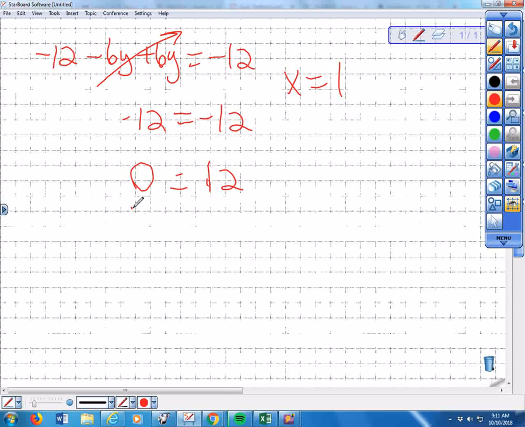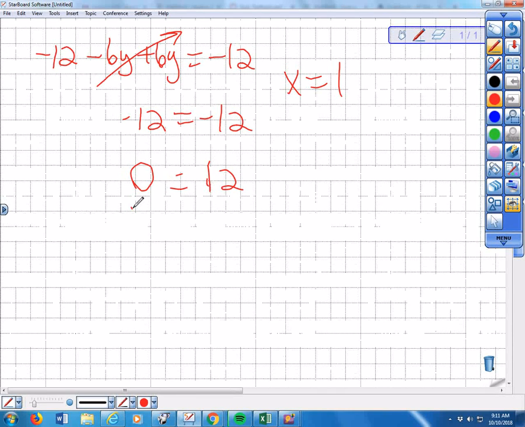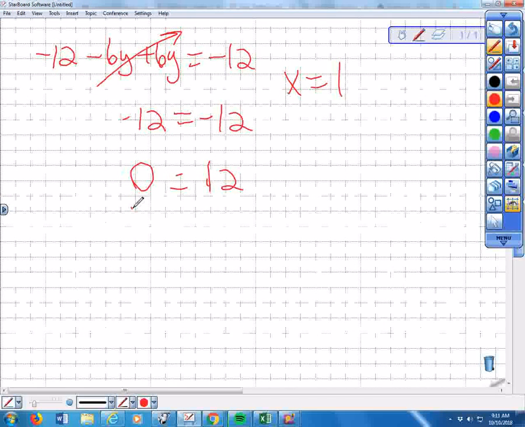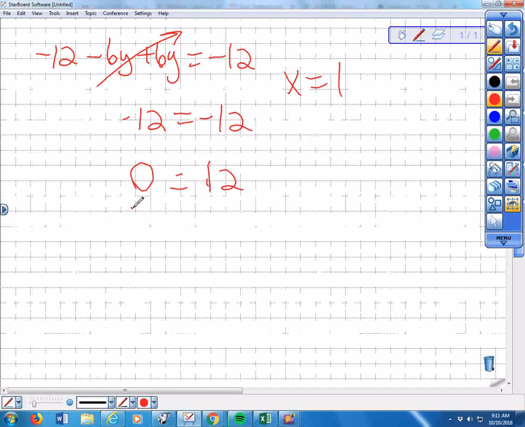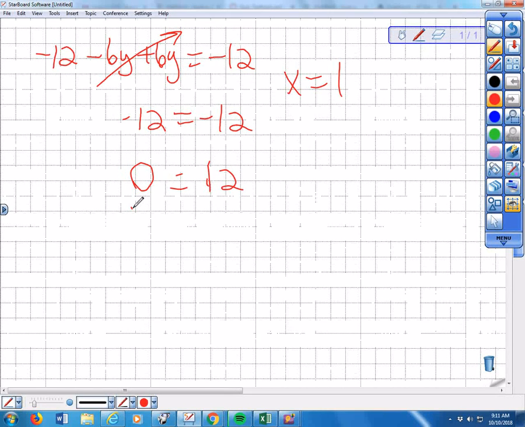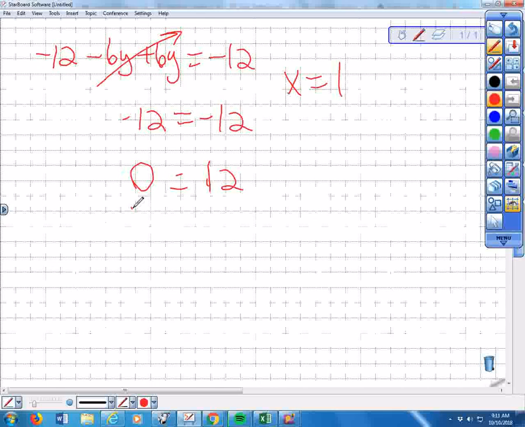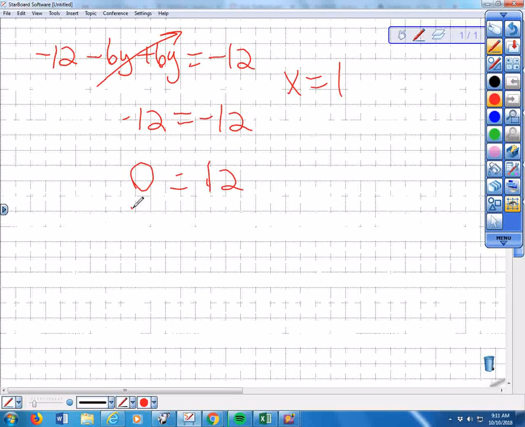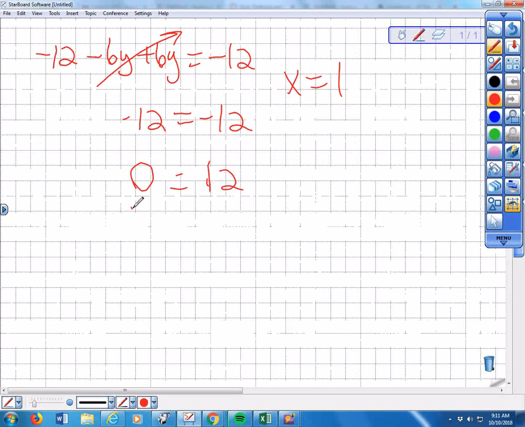Okay? If I end up getting a single point, that means those two lines intersect at a single point. They aren't parallel, they aren't the same line. They have a different slope, they have a different y-intercept. So they actually have one solution. Okay? And that solution is whatever you find x and y to be.